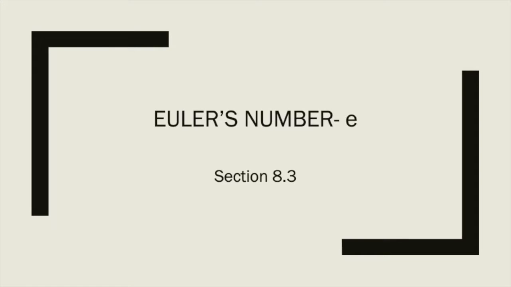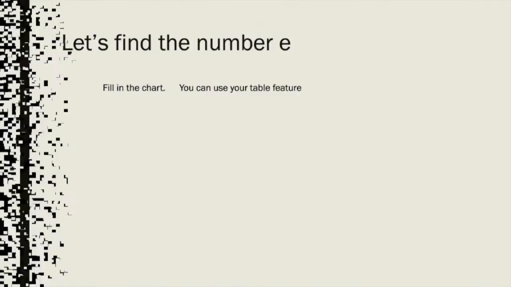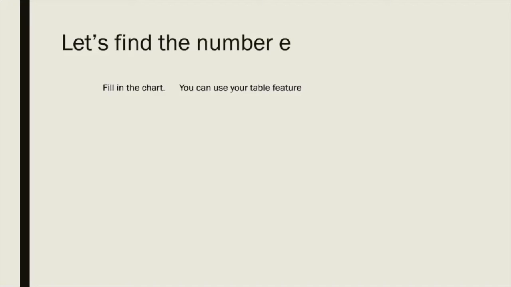All right, Euler's number is the letter E, and you have memorized that for your formula madness, so you know at least what the value is. We're doing 8.3. Let's get started. All right, let's find the number E.